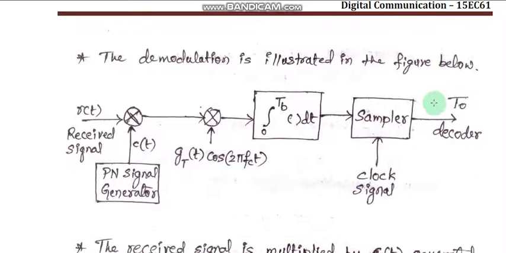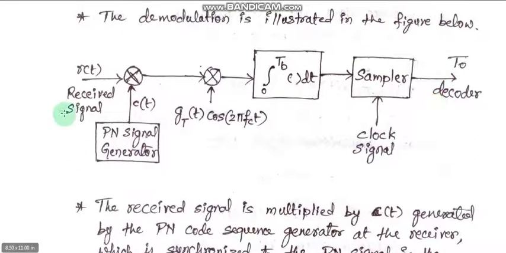Now the demodulation process. In this process, the received signal is multiplied again by the PN signal C of t. This is de-spreading and this portion is demodulation. This is spreading and this is demodulation. You can understand this is a multiplier and an integrator, which gives me the correlator. So the signal is passed through the correlator.